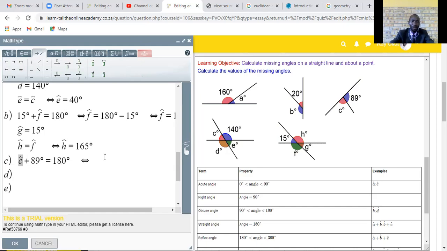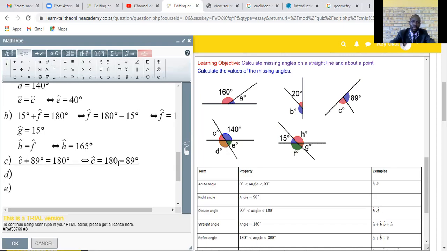And so the next step will be, we then go ahead and say this angle C will be calculated when we take away 89 degrees from 180. Okay, we take away 89 degrees. And so when we take away 89 degrees from 180 degrees, what do we get for that? Well, we would get a value which should be 81, is it 91 degrees?